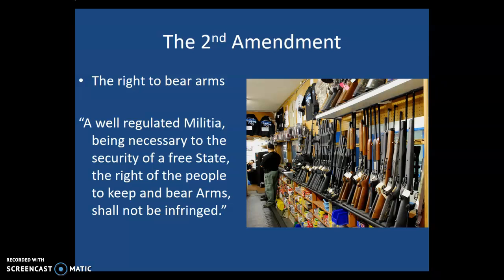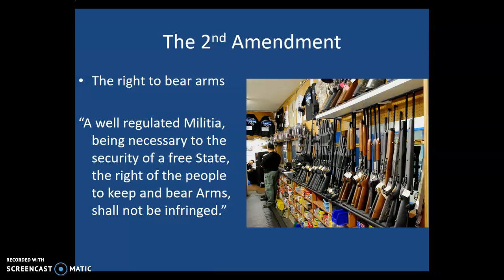Next up is the Second Amendment, which is the right to bear arms. And I have quoted here the entire Second Amendment. You don't have to write that down in your notes. Just know that it is dealing with the right to bear arms. But the reason I've got this quoted here is that the Second Amendment, short as it is, is also quite complex, and its wording is quite controversial. A well-regulated militia, being necessary to the security of a free state, the right of the people to keep and bear arms shall not be infringed.